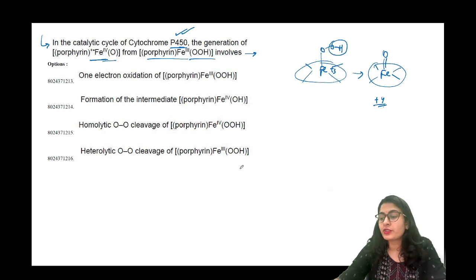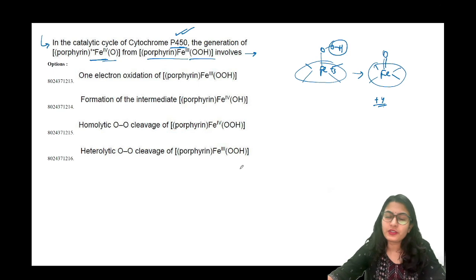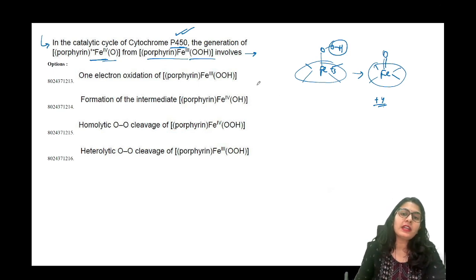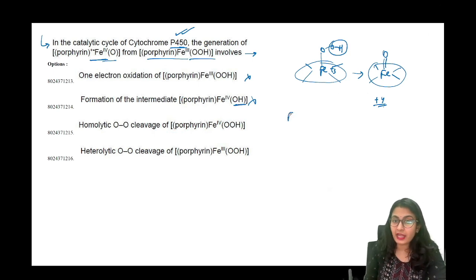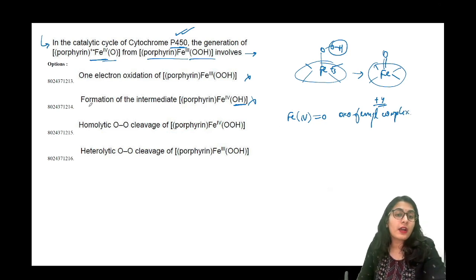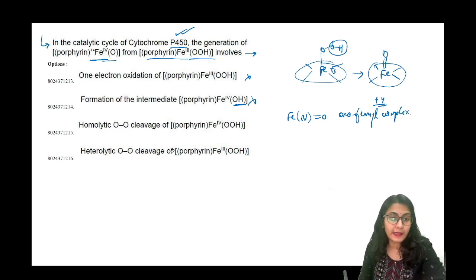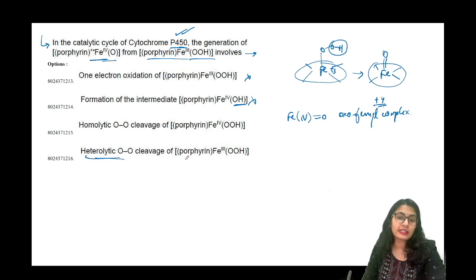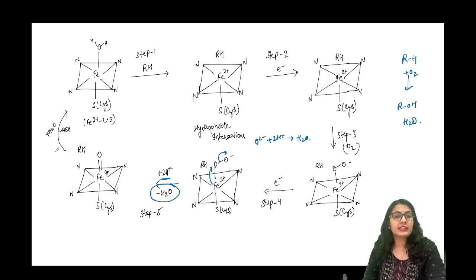Alright, so what should be the correct answer? It should be 1 electron oxidation. नहीं, कोई oxidation नहीं हो रहा है यहाँ पे. Formation of intermediate. No, OH is not going to be there. It's an oxoferryl complex. Whenever you see iron +4 double bond O, इसको हम बोलते हैं oxoferryl complex. ठीक है? So formation of the oxoferryl complex by the heterolytic oxygen-oxygen cleavage of this. Remember, it is not homolytic. Okay? चलो आगे चलते हैं.